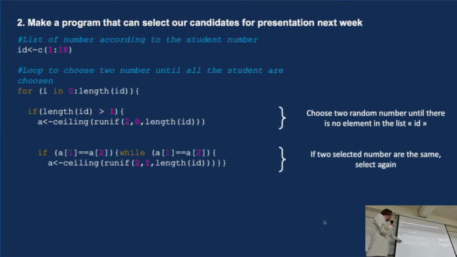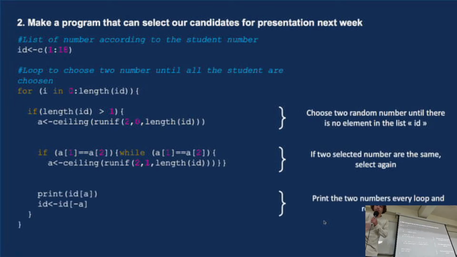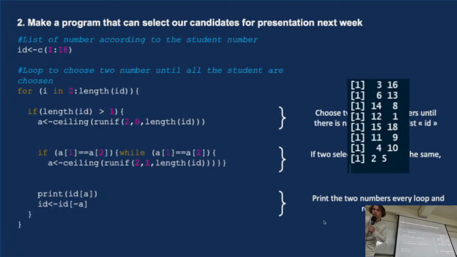Then if the two numbers chosen by the computer are the same, I want it to do it again. And then I print the two IDs, so the two numbers selected, and I remove them from the list to create the pair inside the same list. After that I start the loop again with a lower number of IDs inside, until there is nothing left in the list. And this is what we can have at the end.